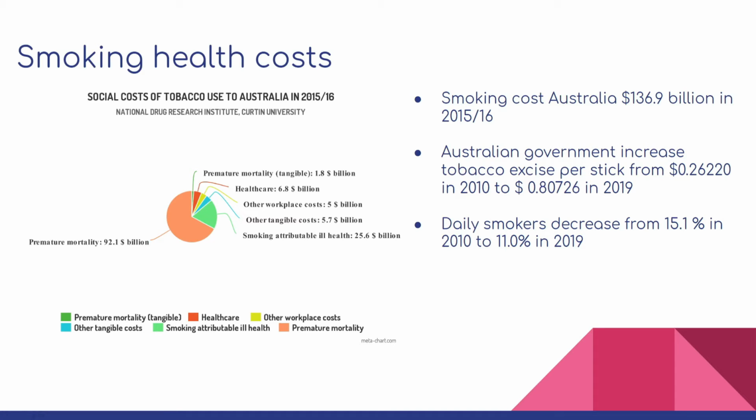Next, I want to talk about smoking health costs in Australia. In the years 2015 to 16, a study done by the National Drug Research Institute at Curtin University found that smoking cost Australia $136.9 billion. This includes $1.8 billion in premature mortality, as well as $6.8 billion in healthcare.